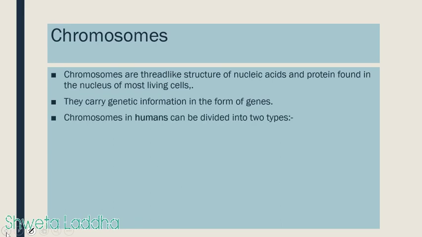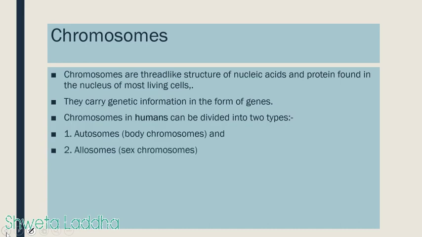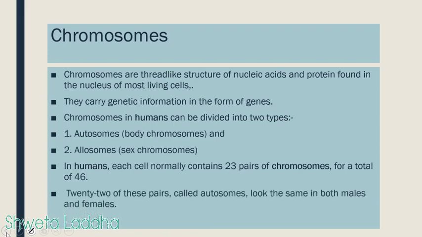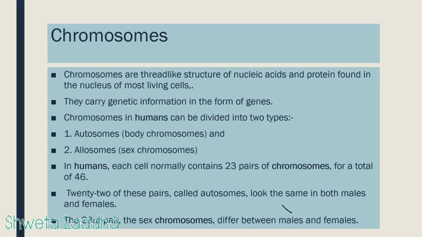They carry genetic information in the form of genes. The chromosomes in human beings can be divided into two types: autosomes, also called body chromosomes, and allosomes, that is sex chromosomes. In humans, each cell normally contains 23 pairs of chromosomes, so the total is 46, out of which 22 pairs are called autosomes, and autosomes are similar in males and females. The 23rd pair of chromosomes are the sex chromosomes or the allosomes, and they are different in males and females. In males, they are XY, and in females, they are XX.